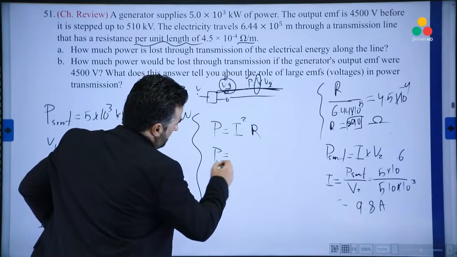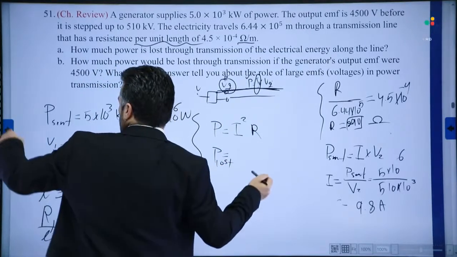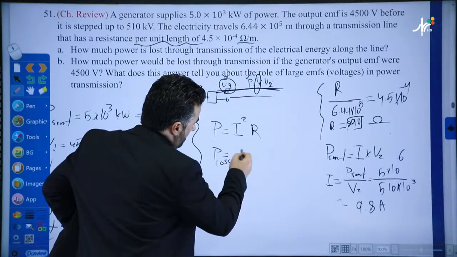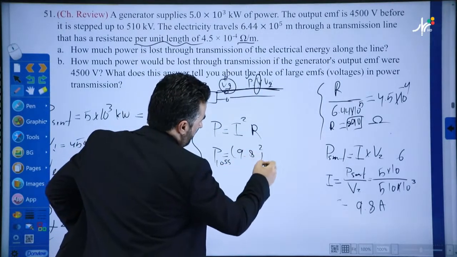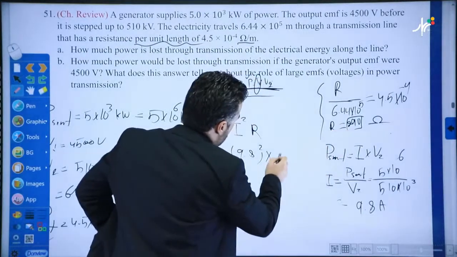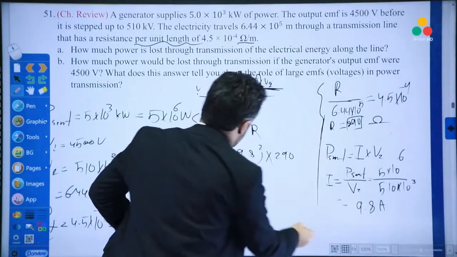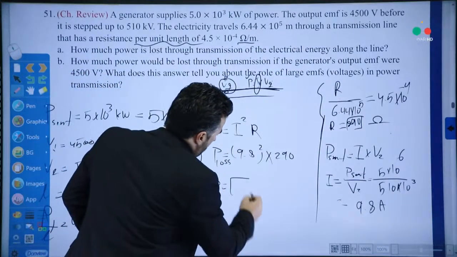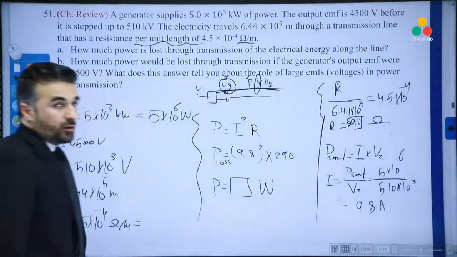So we'll say power loss, or power lost, that's the same thing here. It is 9.8, but don't forget, this is squared, multiplied by the resistance, which was 290 ohms here. So you do the math, of course, you'll find the power loss. That is the first part of the answer. That is going to be this much in watts.